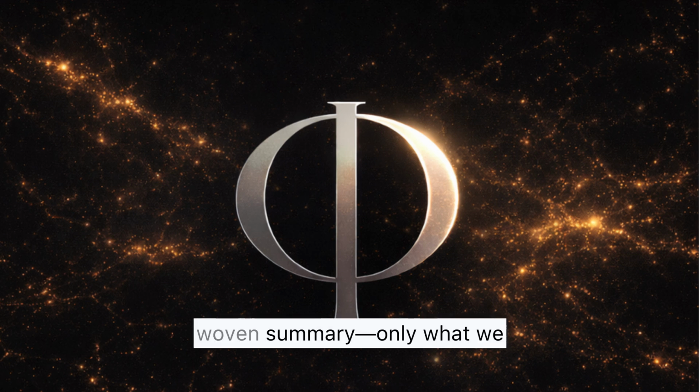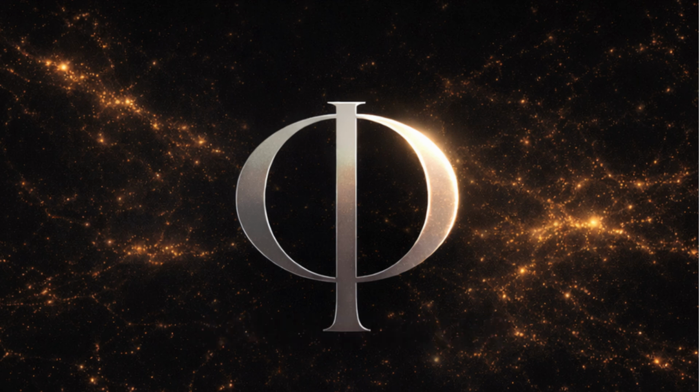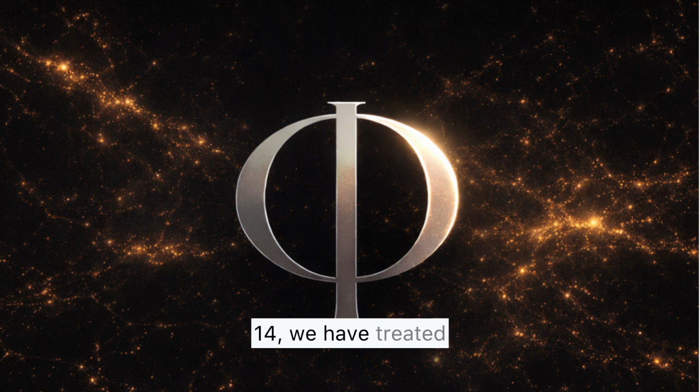We begin with our woven summary, only what we have already certified, nothing extra. So far, in episode 14, we have treated the holophase work as a compiler, not a story about the universe. We only accept public claims inside licensed finite windows. We extract structure from the cyclic comparability field phi, mapping events to a circle.